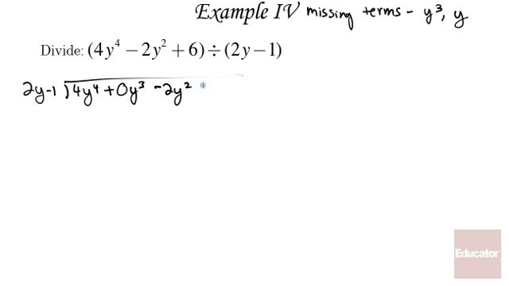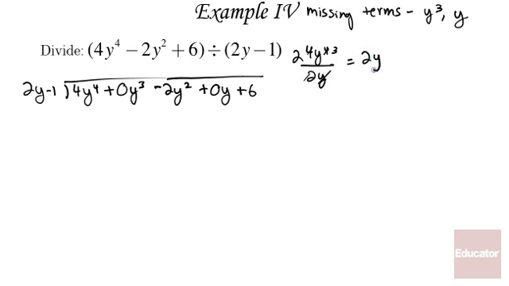Minus 2y squared. Another missing term, 0y. I'm going to make sure I have the missing terms included. Then I go about long division, beginning with 4y to the fourth divided by 2y. The 2's cancel. That gives me 2y to the third. Writing that up here. Next, multiply. 2y to the third times 2y minus 1 is 4y to the fourth minus 2y to the third.